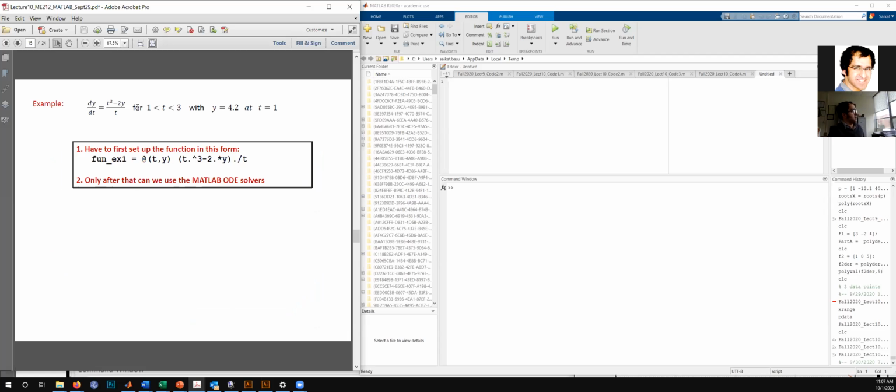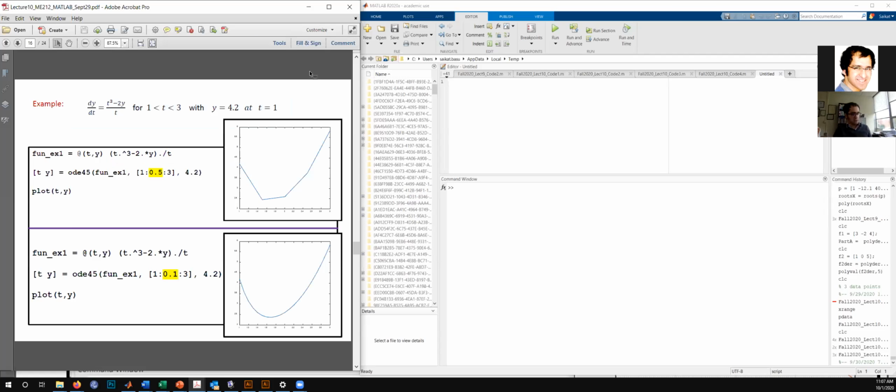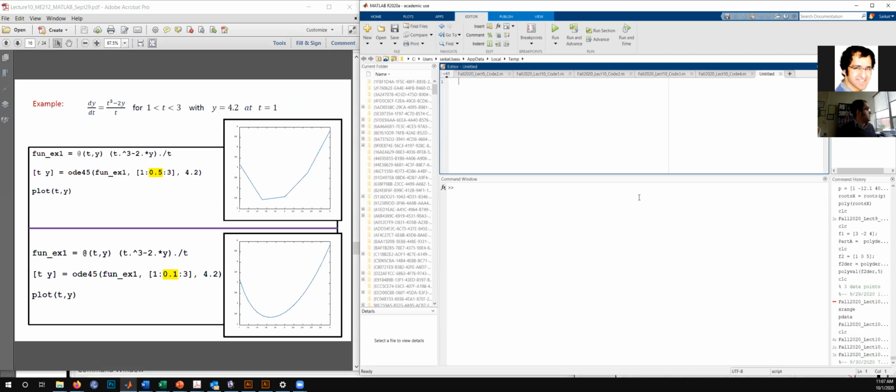We are trying to solve this ODE. dy/dt is this function. As I said, the function can be dependent on both t and y when it is a dy/dt. The range of t is given to you, and the initial values are given. As long as this is fine, you know the three pieces of information, and the rest is relatively easy. So let's look at the example, and let's actually write a code instead of doing it on the command window.